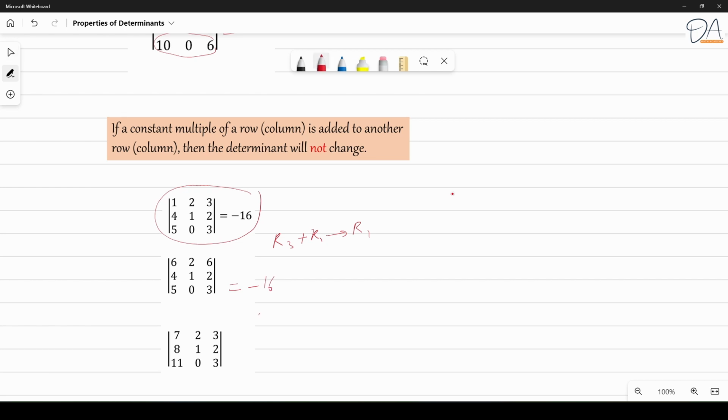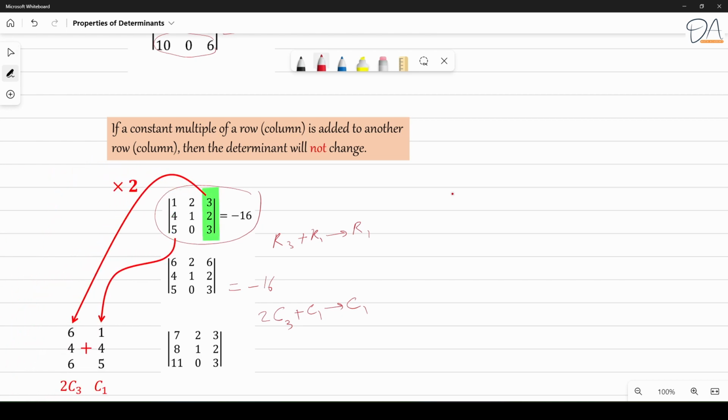Now let's do another operation, which is illustrated in the third determinant. Here we're doing 2 times the third column plus the first one, and this will replace the first column. So what we're actually doing is taking twice the third column and adding it to the first column, and that will be the new value for column 1. Looking at column 3, the first element is 3. If you multiply it by 2, that gives you 6. And if you add it to the value for the first column, which is 1, 6 plus 1 gives us 7.